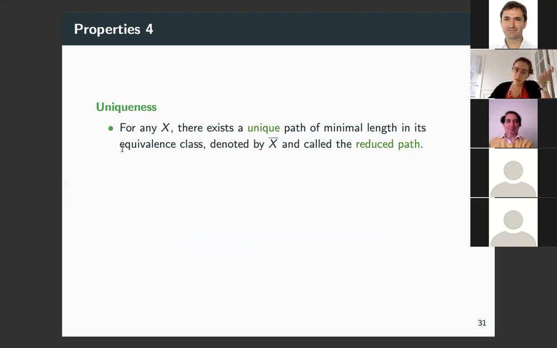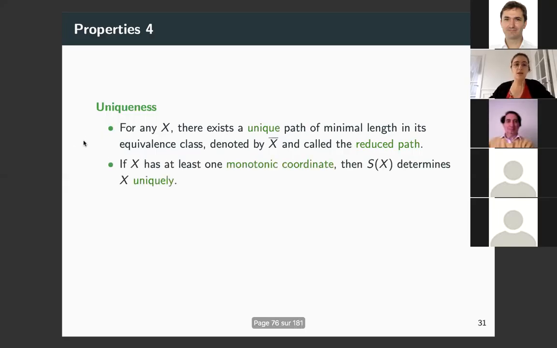So this gives us a uniqueness property. For any path, you can find a unique path of minimal length in its equivalence class for the equivalence relation I just showed, and this is what we call the reduced path. So given the signature of X, you can recover not X, but the reduced path in its equivalence class. And an important property is that if X has one monotone coordinate, then its signature defines it uniquely. So X is alone in its equivalence class, and you can recover your path.